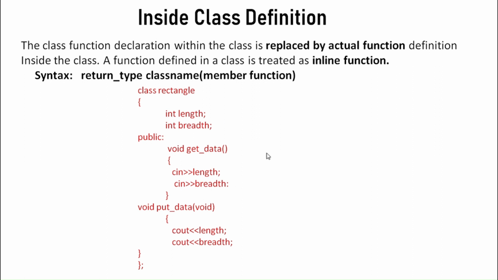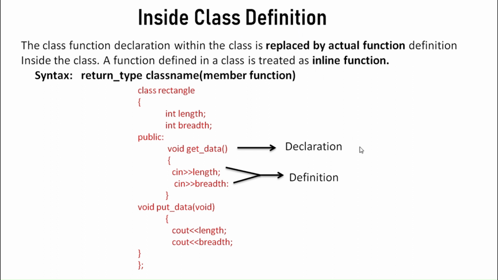Now I have defined these member functions inside the class, that is cin length, cin breadth, and also cout length, cout breadth. Here the declaration is void getdata() and void putdata(), and the definition is cin length and cin breadth, or cout length and cout breadth. And as you can see, I have defined these inside the class itself and not outside the class. So that is the simple reason we name it inside class definition.